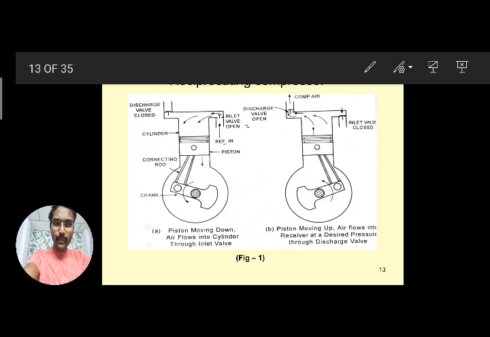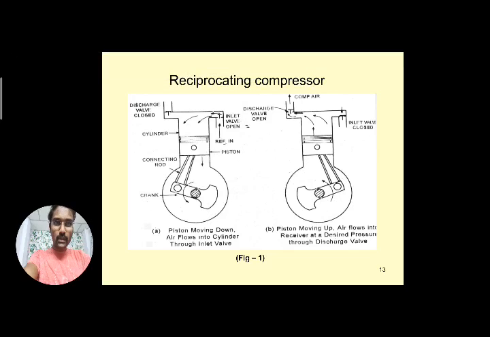There is a pin connected between the connecting rod and crank, and a pin connecting the piston and connecting rod. So two pins are used here. This is regarding the components present in the reciprocating compressor.